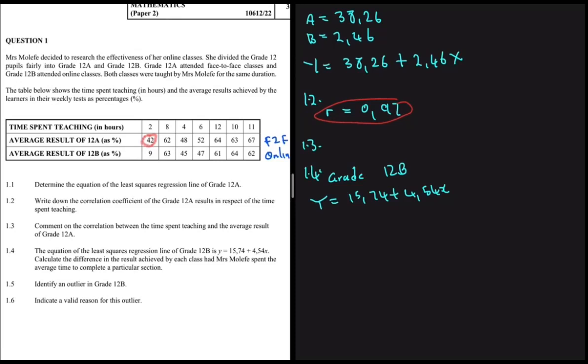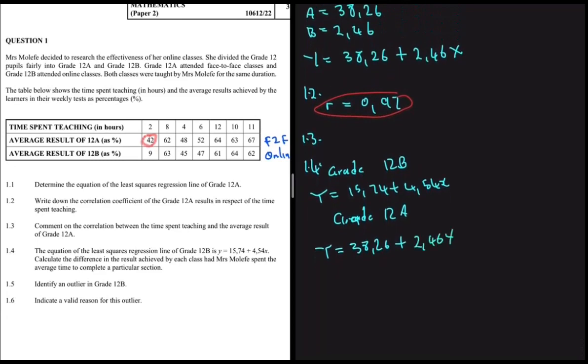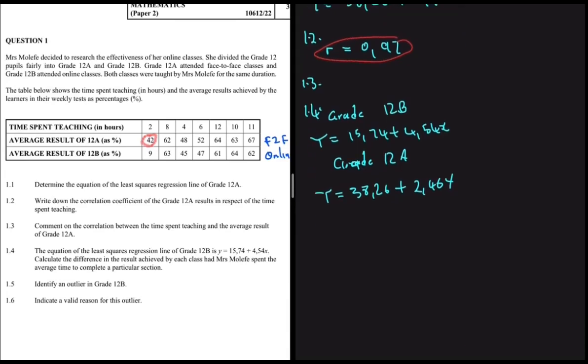So now for grade 12A, let's just copy down the equation before we can go any further. We have y equals 38.26 plus 2.46x. So we want to find the difference in the result achieved by each class if Miss Molife spent the average time to complete a particular section. We'll be finding the difference between grade 12B and grade 12A if the teacher took the average time. So what we have to do first is to calculate the average time that the teacher took.